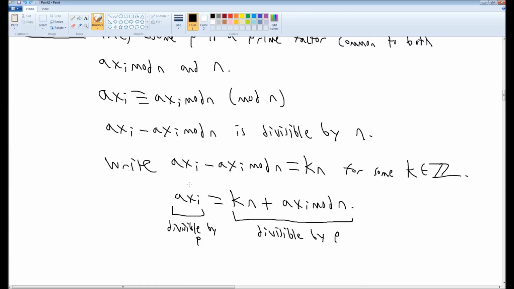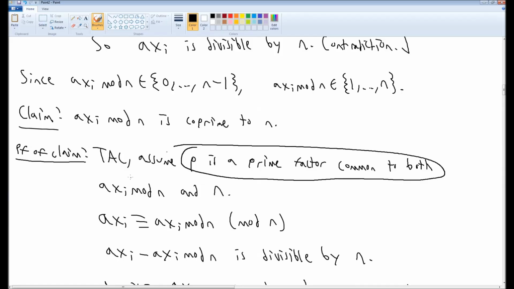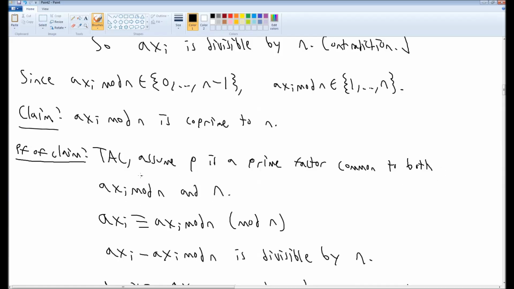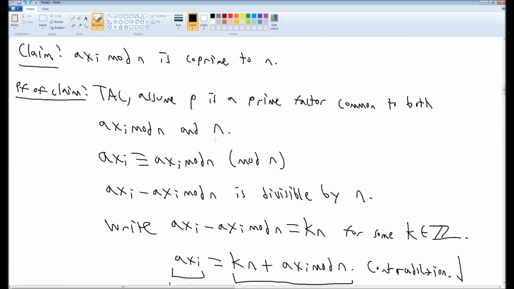So therefore, a times xi is going to have a p in its prime factorization. Well, we said that it does, right? But theoretically, it shouldn't, because neither a nor xi has a p in it. So this is a contradiction. So that proves that there's no way that there can be a prime factor common to both of these guys. So therefore, the only conclusion is both of these guys have to be coprime to each other. Okay, so that proves the claim.